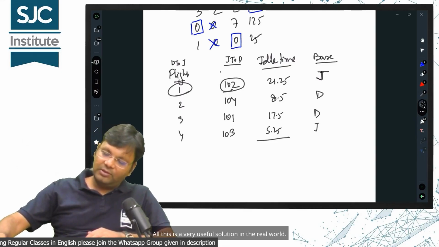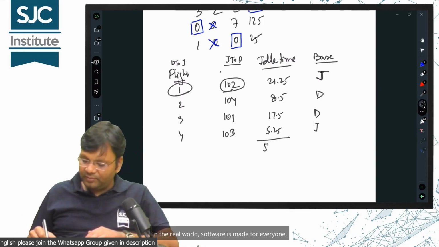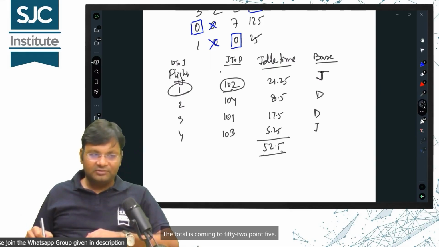All this is a very useful solution in the real world. In the real world, software is made for everyone. The total is coming to 52.5.